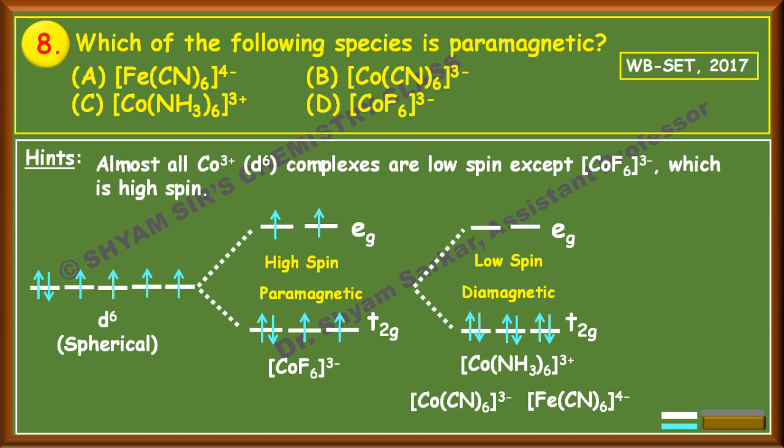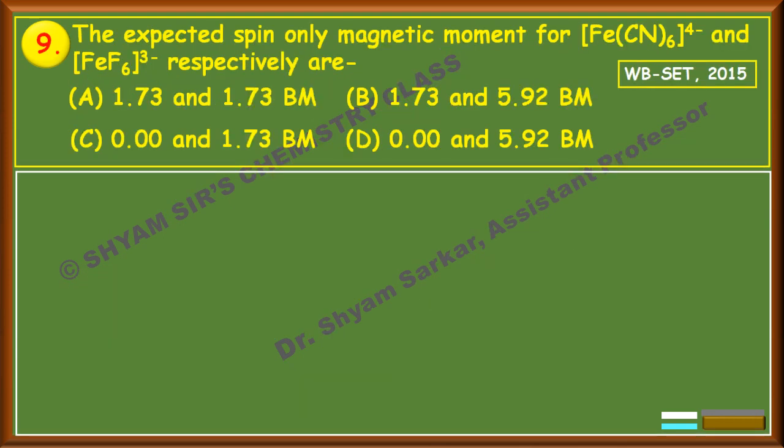So our answer will be option D, that is CoF6 3 minus is paramagnetic in nature. The rest of these three complexes are diamagnetic. Okay. So option D is the correct answer.